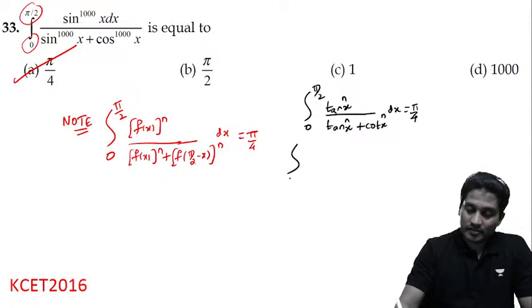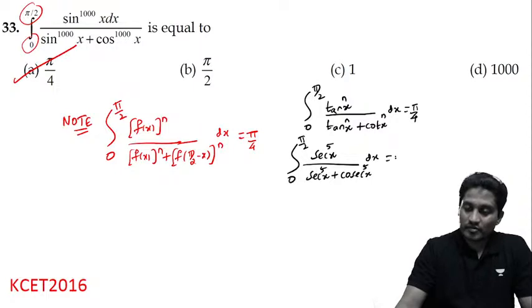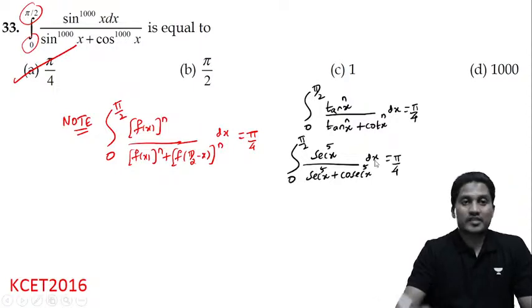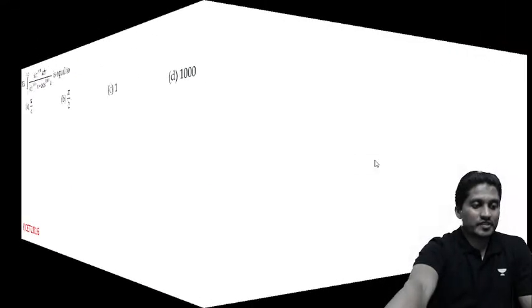Suppose if you have limit 0 to pi by 2, sec x to the power of 5 divided by sec x to the power of 5 plus cosec x power 5, and then dx, with any power, answer will be equal to pi by 4. Right, answer is option A. Let's move to the next question.